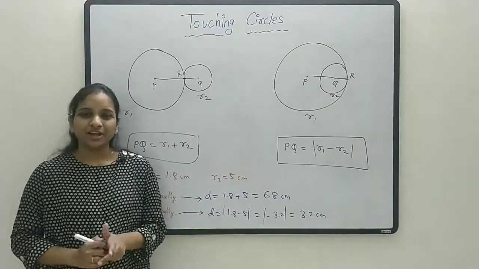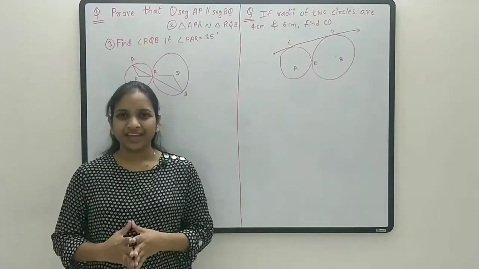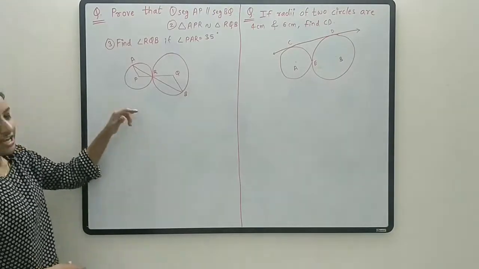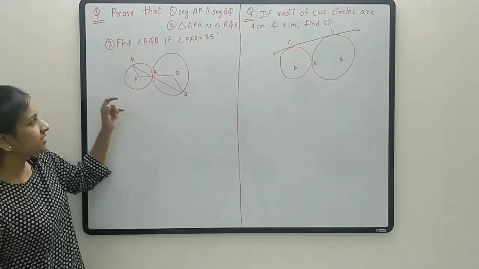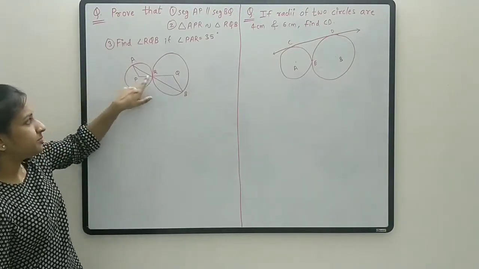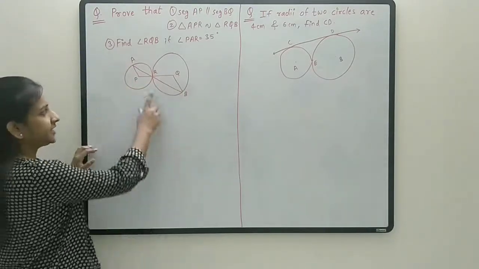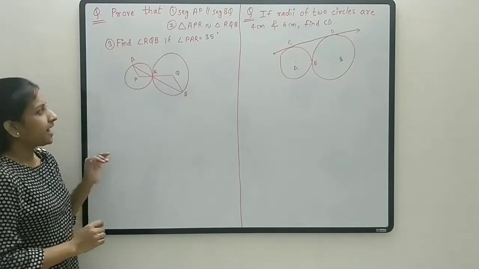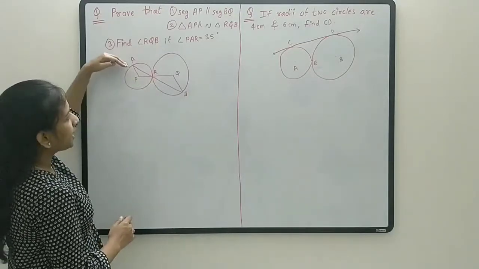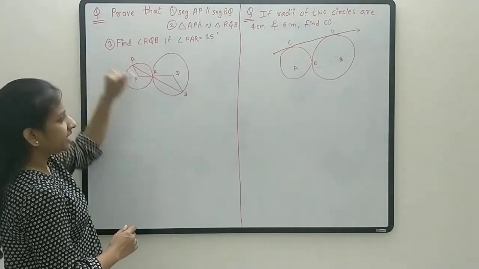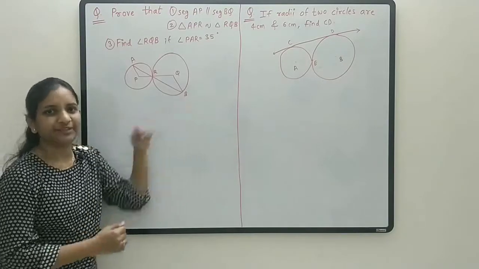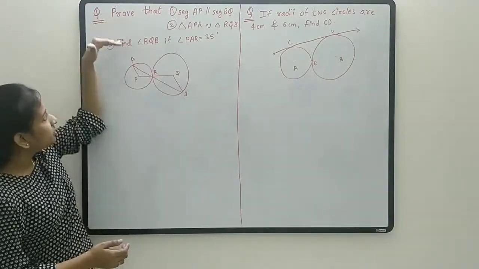Okay. Now let's solve a few problems. Now let's do this problem. Here in this problem, what is given? There are two circles with centers P and Q which touch each other externally at point R. And a line from R touches the circles at points A and B respectively. Then we have to solve this.